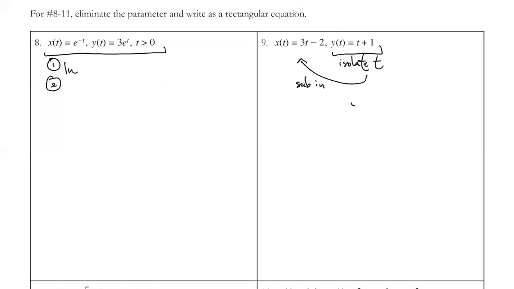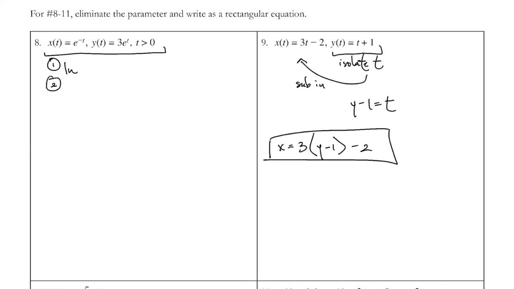So that's going to give us y minus 1 equals t. So everywhere we see a t, we can say x equals 3 times y minus 1 minus 2. Right? I think I did that correctly. You can 100% leave it like this. That's absolutely fine. You can distribute that out if you'd like. Okay, that's also fine. You can also solve for y, and that's also fine.